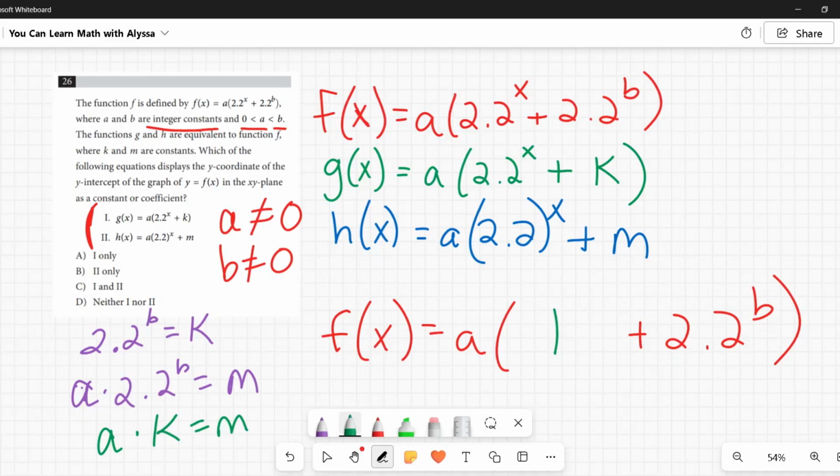Is this ever going to be 0? No, because a is not 0. This is never going to be 0. It's always going to be a positive number because a and b are both positive. A will be at the minimum 1. B will be at the minimum 2, and it's going to go up from there. This will never be 0. It will never be negative.